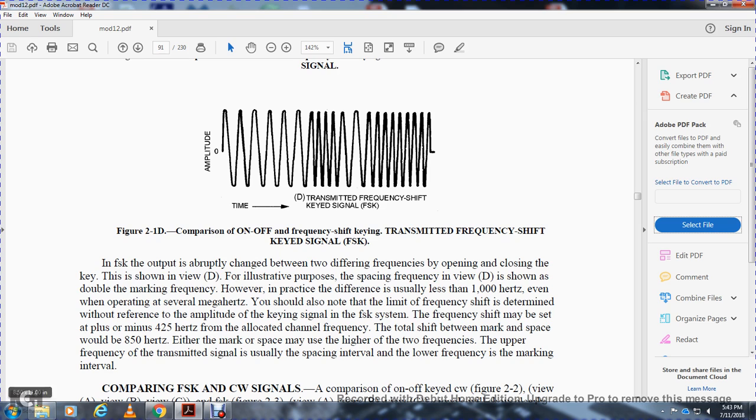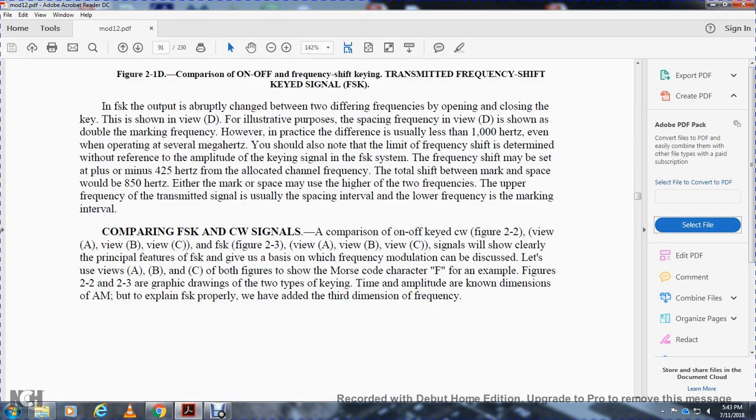Frequency shift may be set with a plus or minus of 425 hertz from the allocated channel frequency, so the total shift between the mark and the space would be 850 hertz. Either the mark or the space is the higher of the two frequencies, the upper frequency of the transmitted signal, usually the space interval, with the lower frequency in the marking interval.